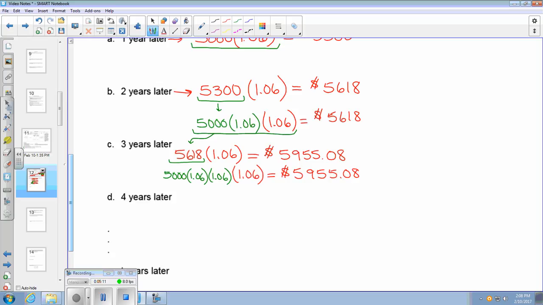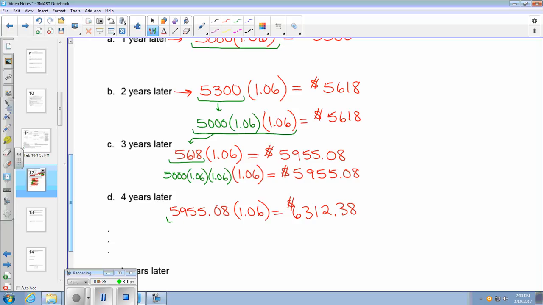All right, so 4 years later, we should be able to take that amount from 3 years, $5,955.08. That's our new principal or new present value. It's going to get 6% interest for the next year. And so that's going to give us a total of $6,312.38. And again, I'm leaving it up to you to press pause and try these out on your own.